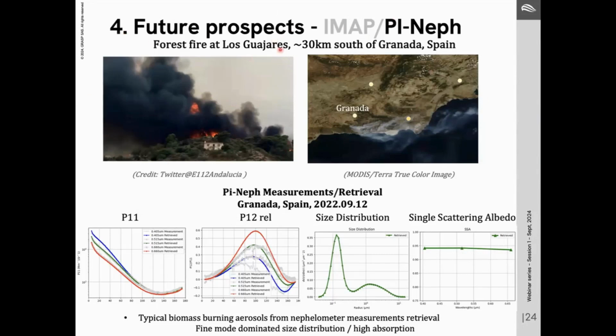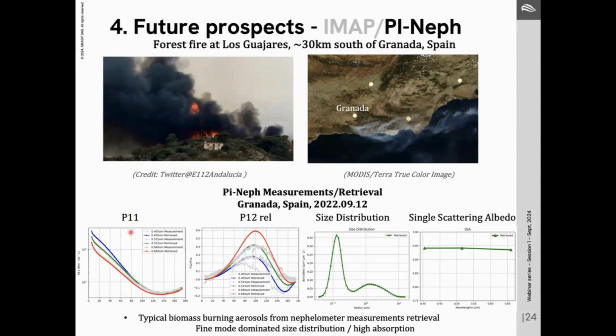In September 2022, there was a forest fire happening in the mountains of Andalusia. It's around 30 kilometers south of Granada, in Spain. As you can see from the news image, there was a lot of dark smoke produced by the fire. And we can also observe it on the satellite image. This is a MODIS true color image for that event. You can obviously observe this smoke plume that is produced by the fire.